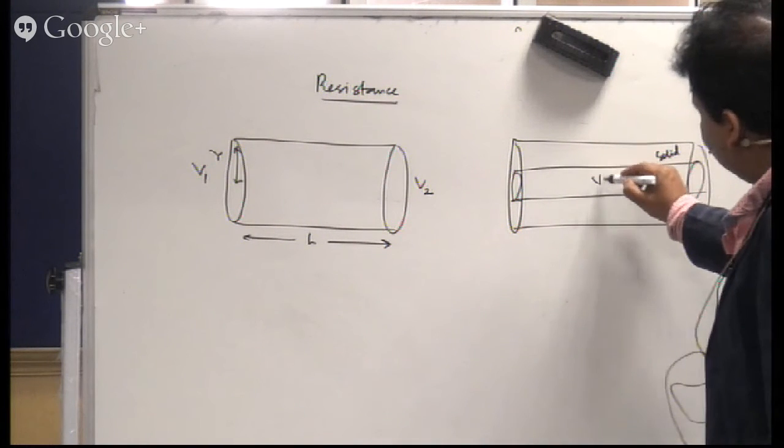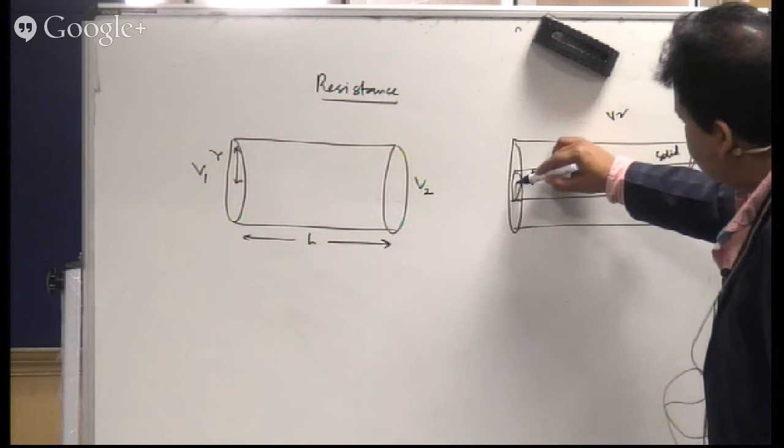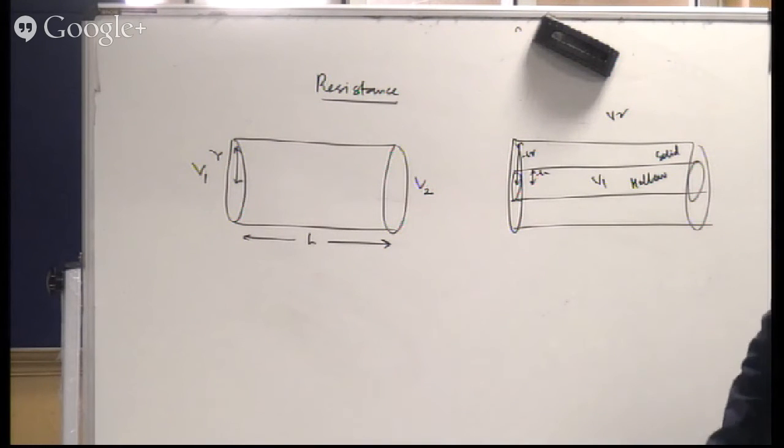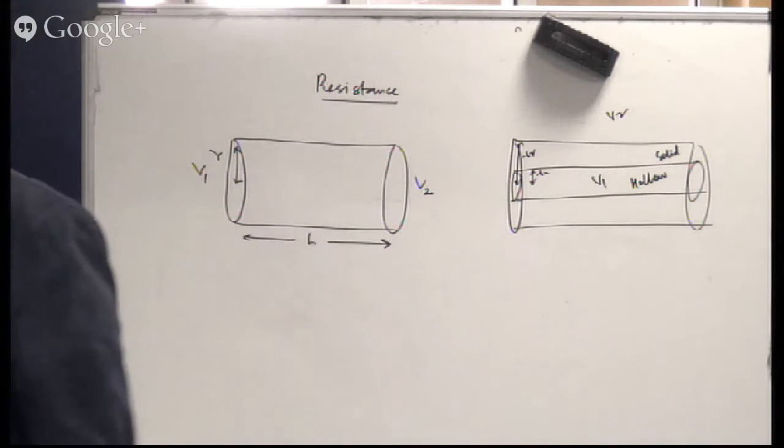There is a potential V1 here and potential V2 here. This radius is R1 and this radius is R2. Can you tell me the ratio of resistances in both the cases? What is R1 by R2? Do you think it will be same or different?